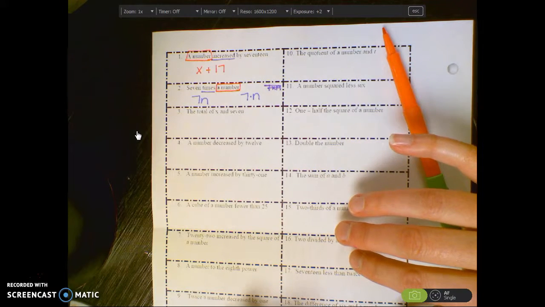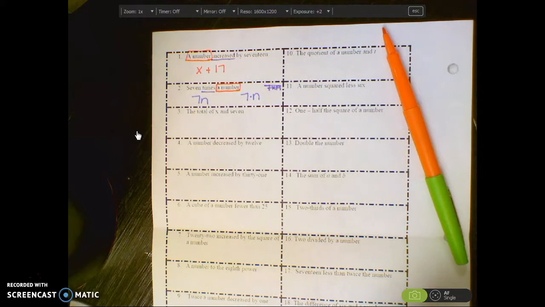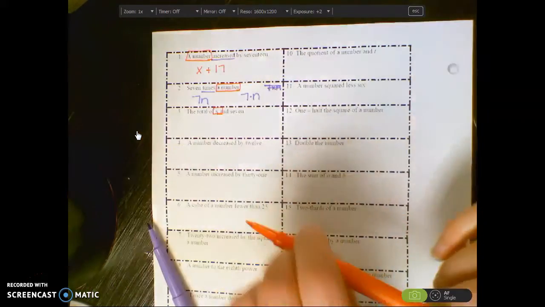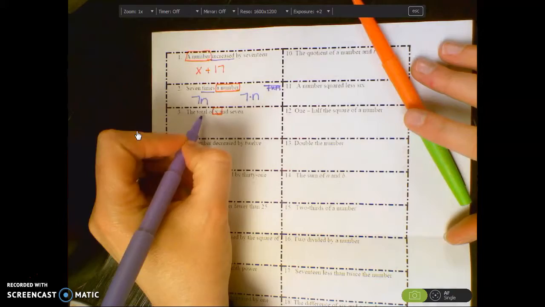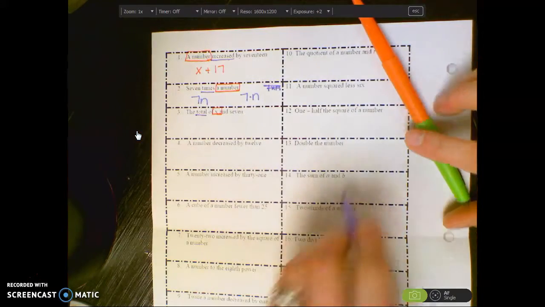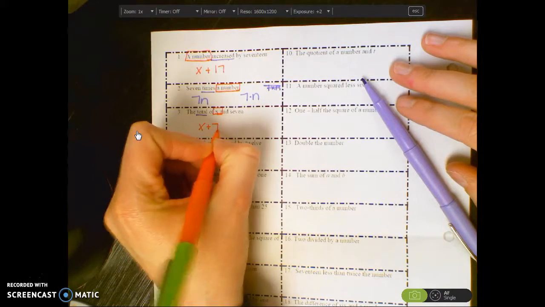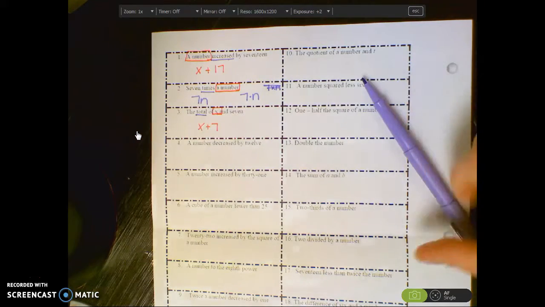Number 3, the total of x and 7. So in this case, it's a little different. They didn't say a number, but instead they gave us our variable of x and 7. And we're going with total, okay? The total of x and 7. So x plus 7. Total means to add. Okay.